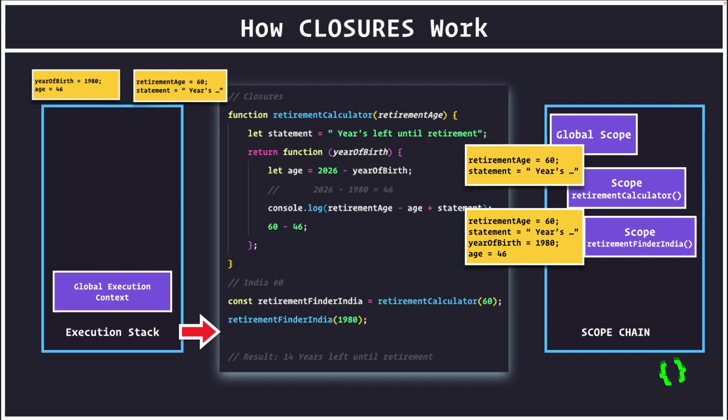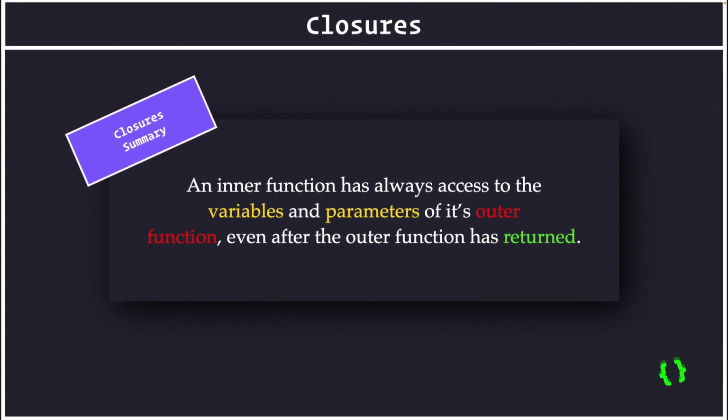And now always remember that we never create a closure manually. It is not a feature, it's a mechanism of how JavaScript is built. We don't have to worry about anything. We don't have to say, hey, we want to create a closure. No, JavaScript will always do this work for us automatically. And now the summary makes even more sense to you. An inner function always has access to the variables and parameters of its outer function even after the outer function has returned.